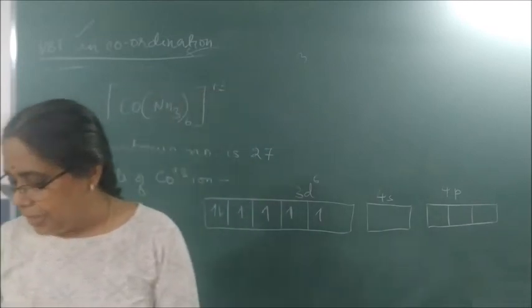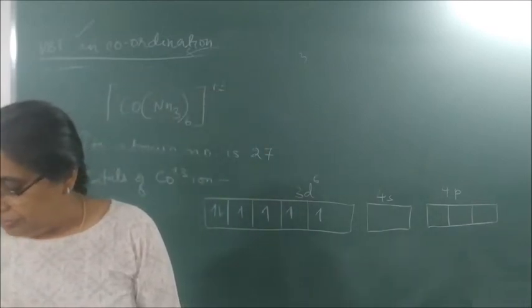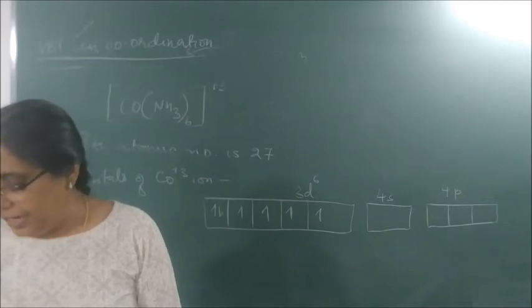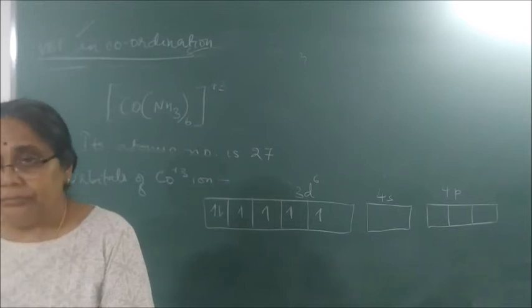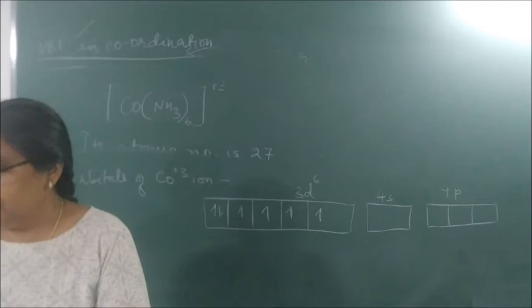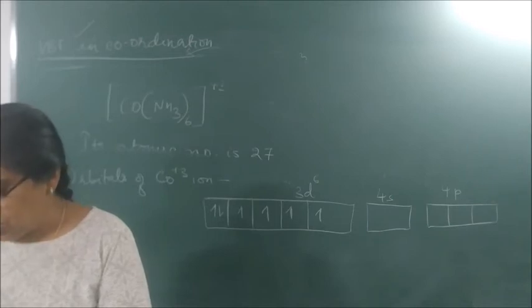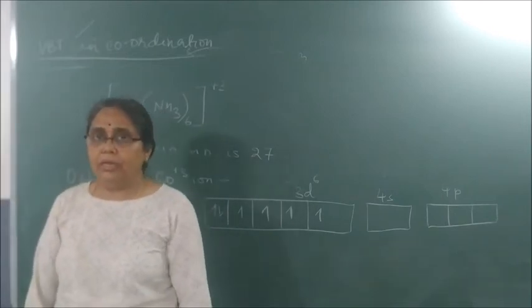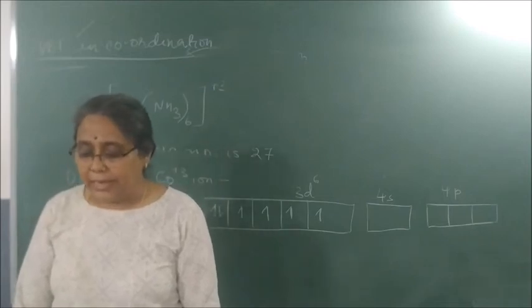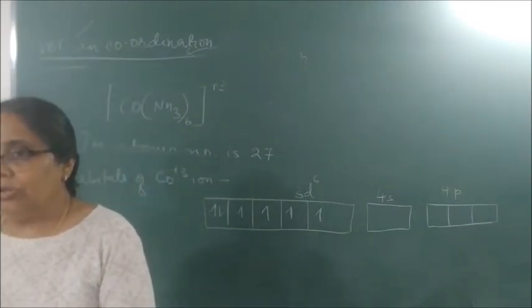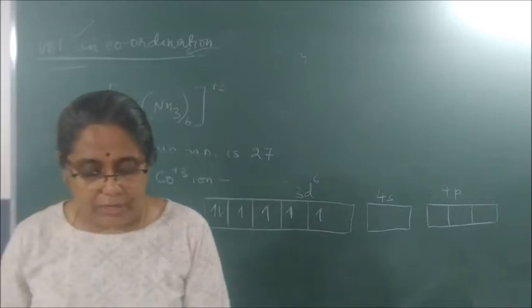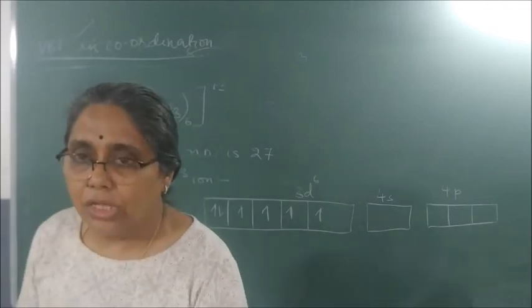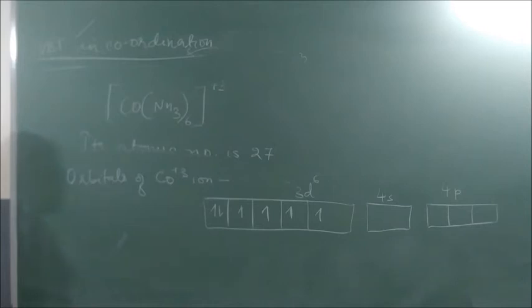Fine. Then write: in presence of strong ligand NH3, the d electrons undergo pairing against Hund's rule, and this pairing is called forced pairing or spin pairing.